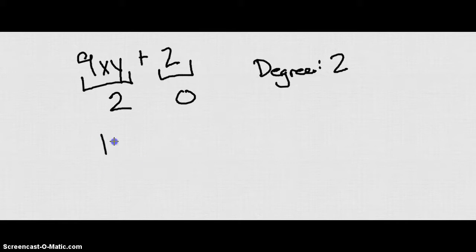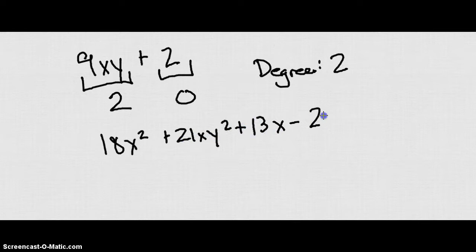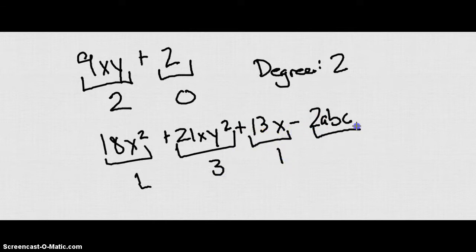If we add 18x squared plus 21xy squared plus 13x minus 2abc, this term has a degree of 2. This term has a degree of 1, 2, 3. This one has a degree of 1. This one has a degree of 3. So my degree for this polynomial is 3.